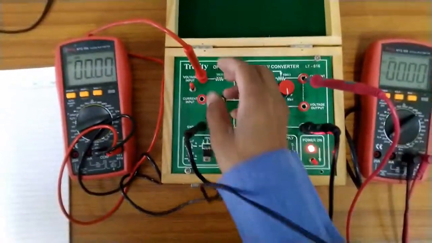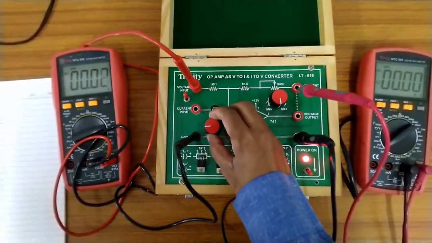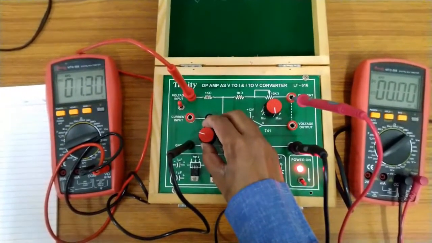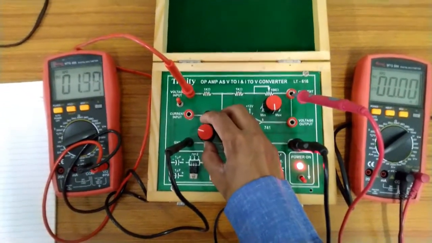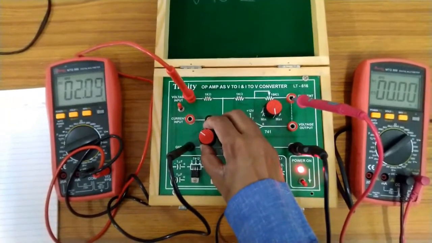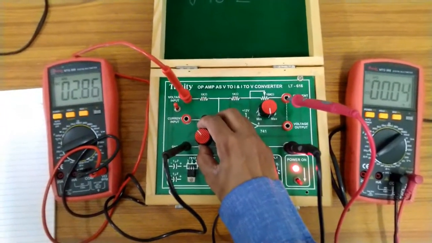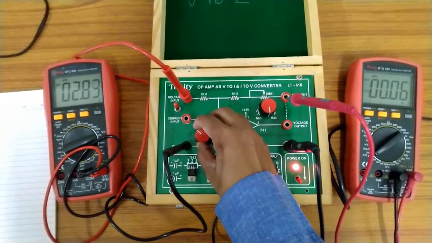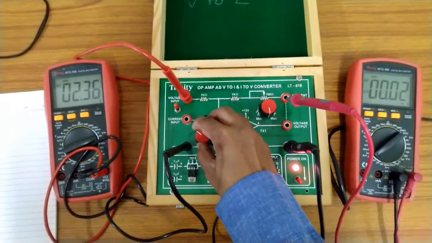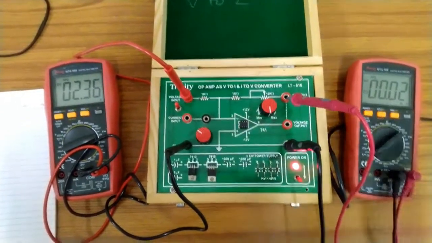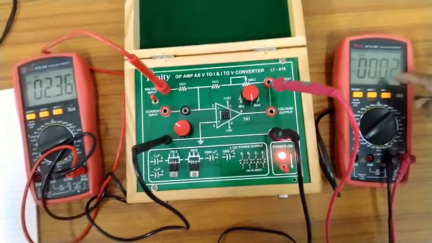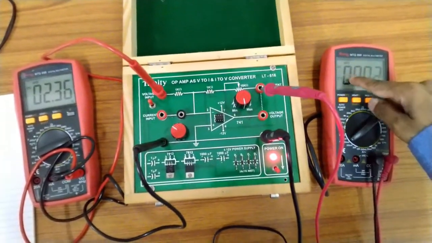So this is the connection, and when I change the value of input voltage, you can see the voltage is changing, but the change in the current is not observable. So keep changing the voltage till the current is observed. Now you can see at 2.36 the current starts to read 0.02.